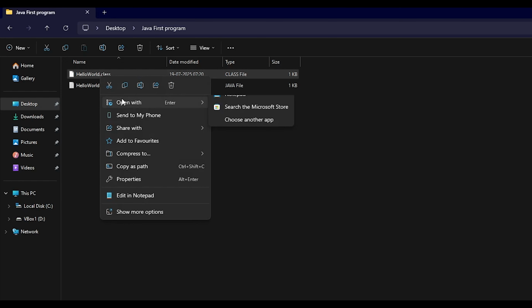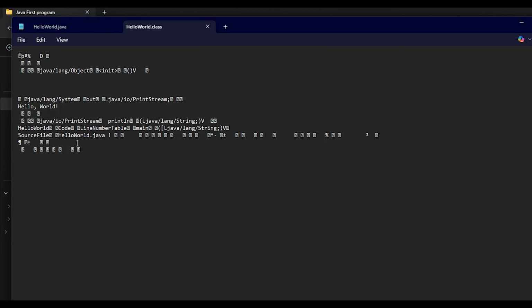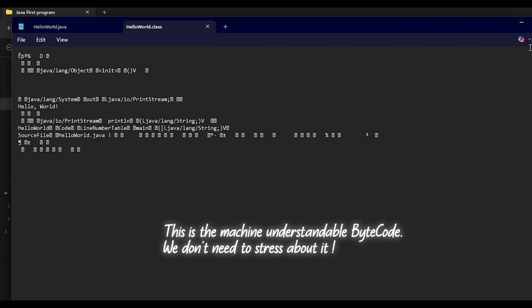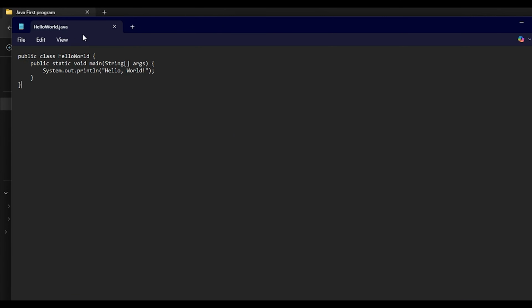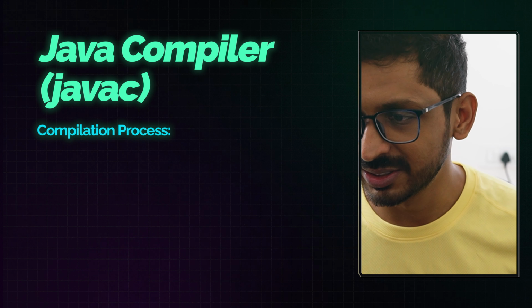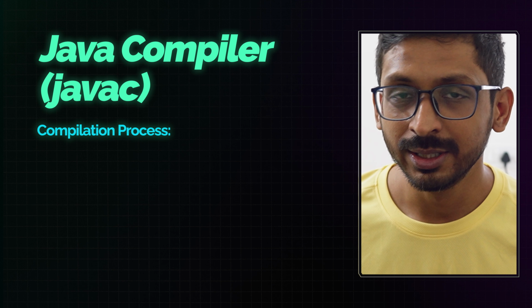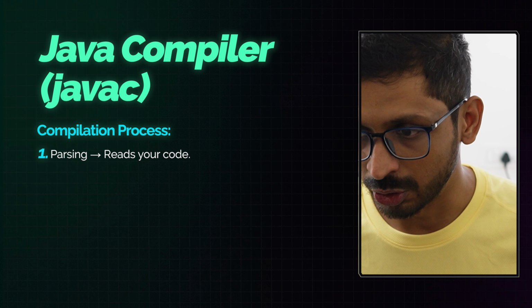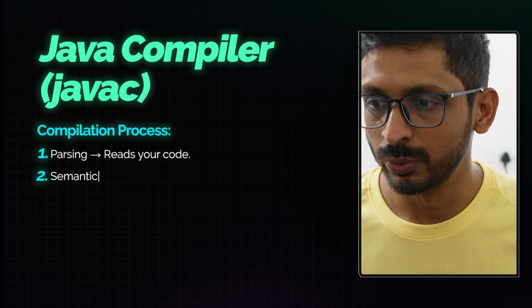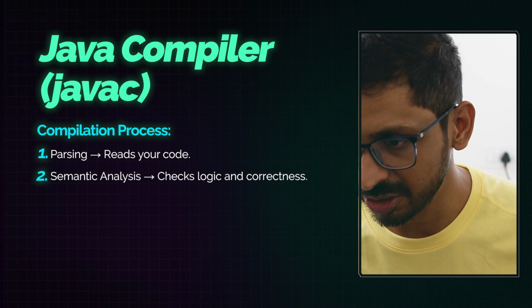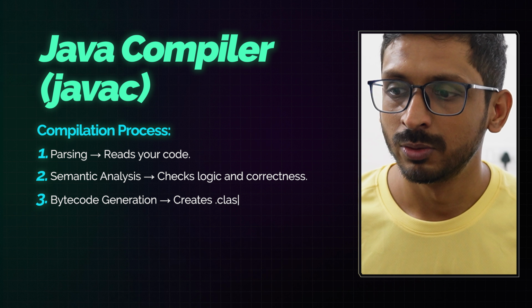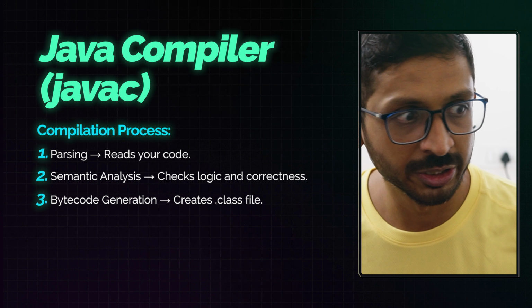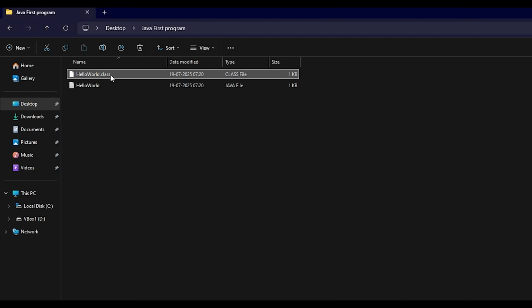And if you open this with any notepad, you see it's going to have this kind of gibberish code. This is the bytecode, which is understandable by the machine itself, so you don't have to worry about it. Behind the scenes, the compilation process includes three main steps: the parsing, where your code is read and broken into structure; the semantic analysis, where the logic and correctness is checked; and the bytecode generation, where the final .class file is generated. So we have this HelloWorld.class file.